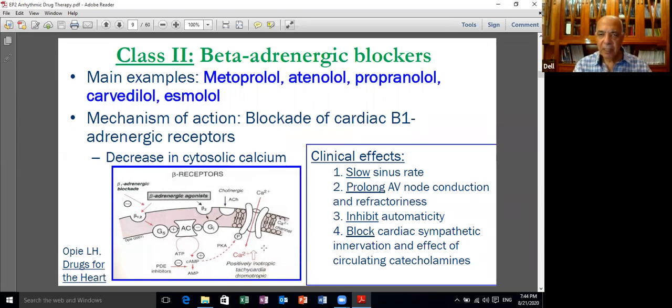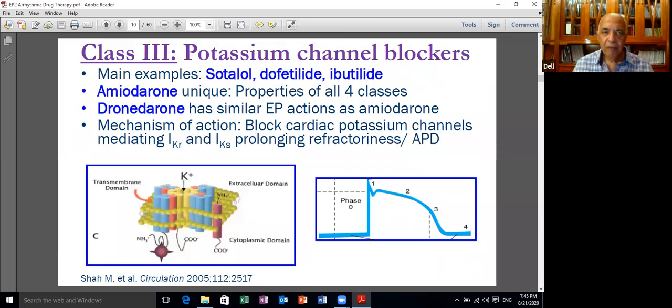Now, their effect is essentially in slowing the sinus node, prolonging AV nodal conduction, inhibiting automaticity, and blocking the sympathetic innervation and the effect of circulating catecholamines. Now, if we move to class 3 potassium channel blockers, it contains sotalol, dofetilide, ibutilide, and amiodarone. Amiodarone is unique in having the effect of the 4 classes, class 1, 2, 3, and 4.